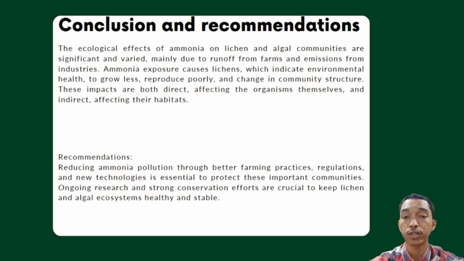Next, on to the conclusion. The ecological effects of ammonia on lichen and algal communities are significant and varied, mainly due to runoff from farms and emissions from industries. Ammonia exposure causes lichen, which indicate environmental health, to grow less, reproduce poorly, and change in community structure. These impacts are both direct, affecting the organisms themselves, and indirect, affecting their habitats.